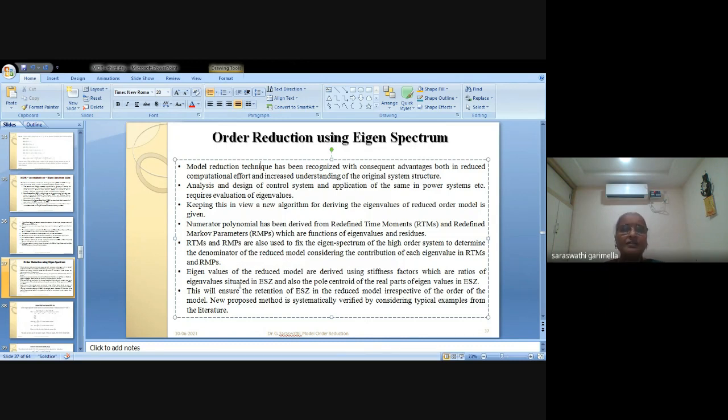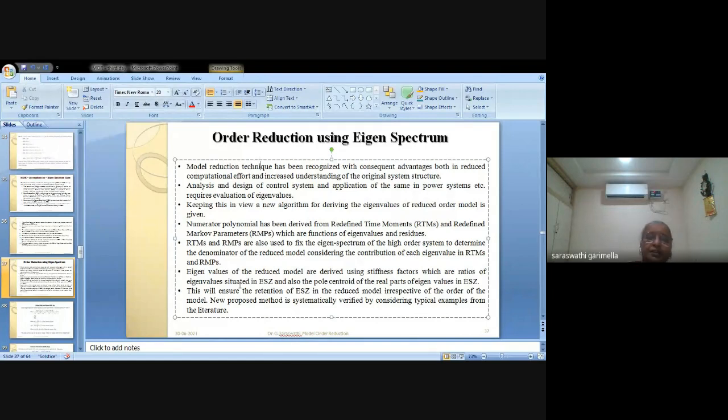requires evaluation of eigenvalues. Keeping this in view, a new algorithm for deriving eigenvalues of the reduced order model is given. The numerator polynomial has been derived from RTMs and RMPs, which are functions of eigenvalues and residues. So in the reduced order model numerator, we have considered RTMs and RMPs. RTMs and RMPs are used to fix the eigenspectrum of the high order system to determine the denominator of the reduced model, considering the contribution of each eigenvalue in RTMs and RMPs.